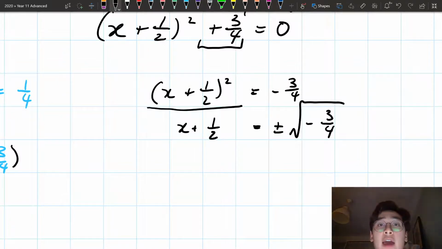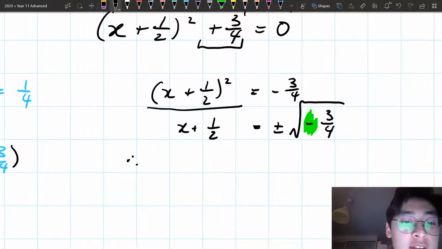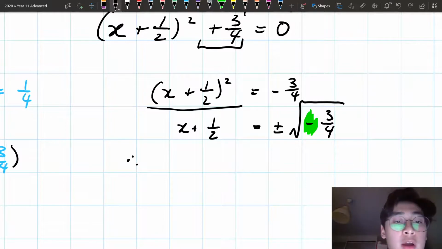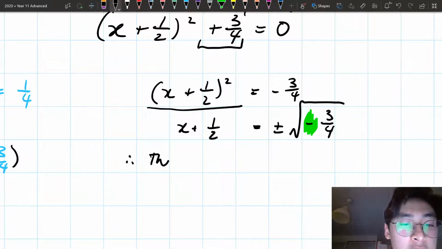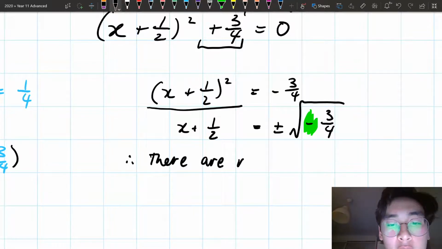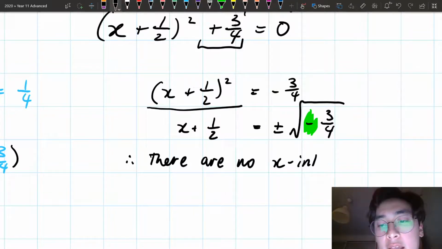Now the reason for that, we've already mentioned this in class, is that we can't actually take the square root of a negative number. So from here, because we can't take the square root of a negative number, we actually have a conclusion that we can make. This tells us that there are no x-intercepts.